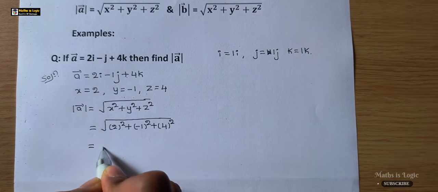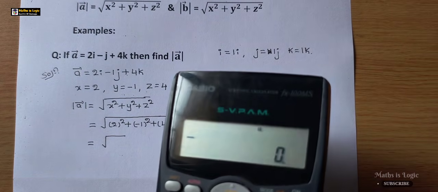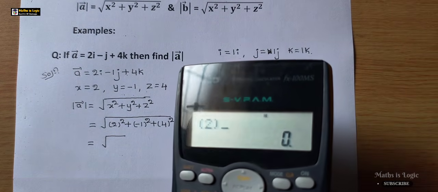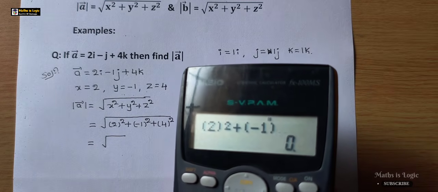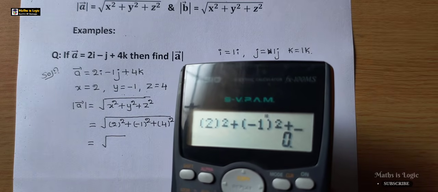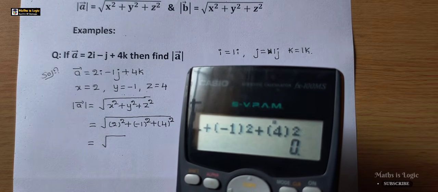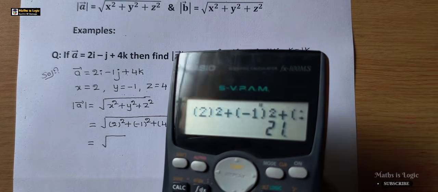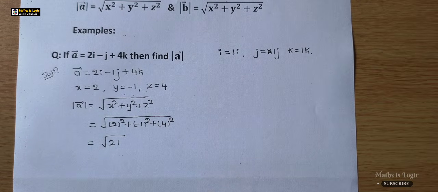So it is equal to, again square root, keep it as it is, use the calculator: 2 square plus, again in bracket, (-1) square plus, again in bracket, 4 square, which is equal to 21. So the final answer is square root of 21.